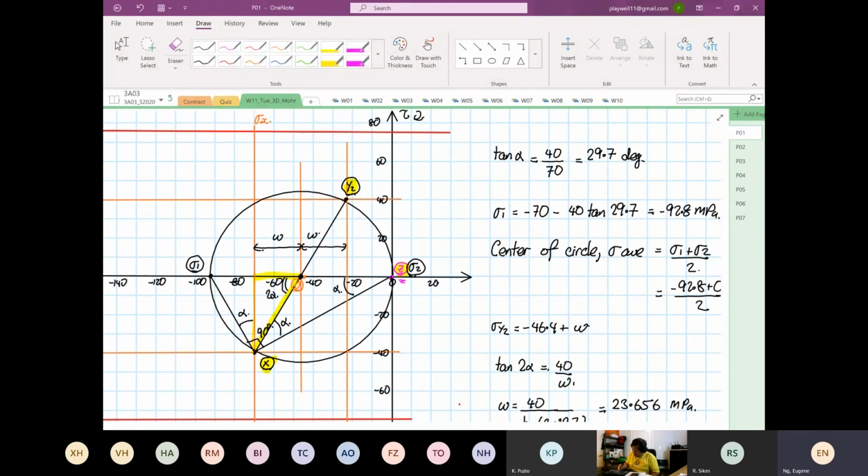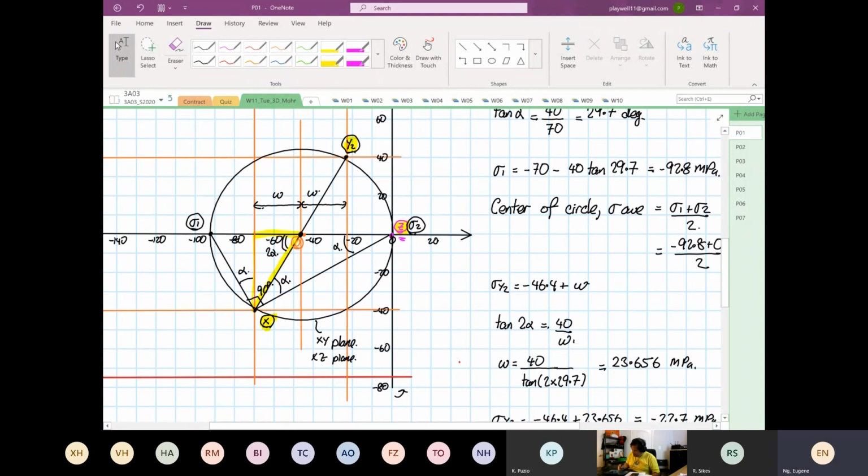So this circle belongs to the XY plane, right? It also belongs to the XZ plane, and it also belongs to the YZ plane. So it's possible for the 3D Mohr circle to be in one circle. But the answer is not valid. I repeat again, the answer is wrong.